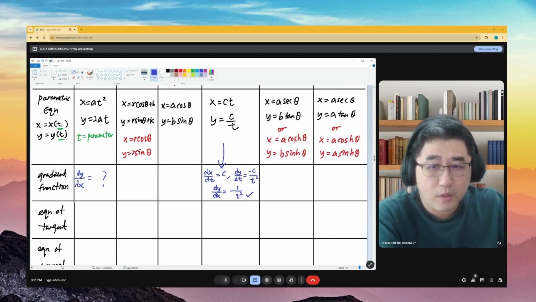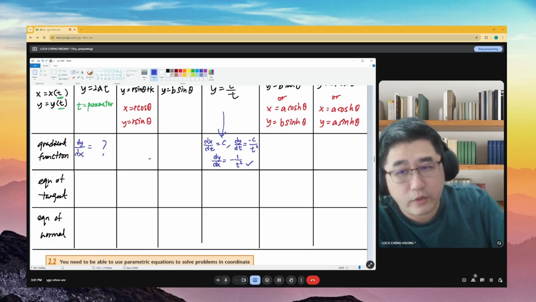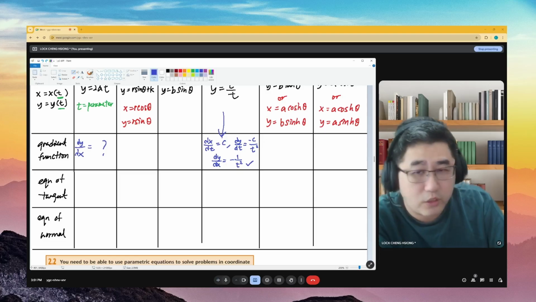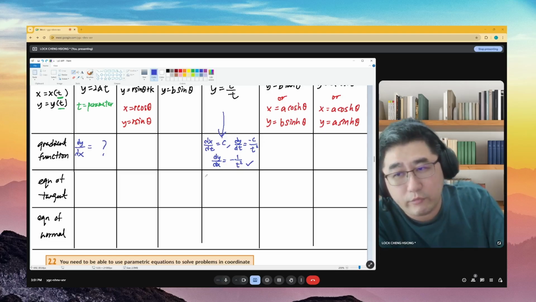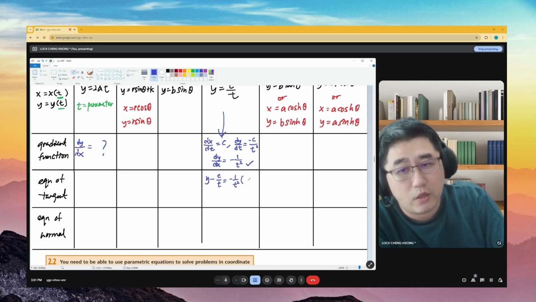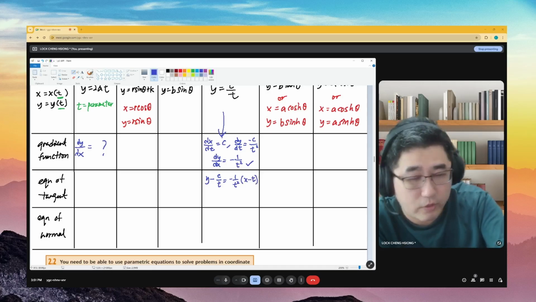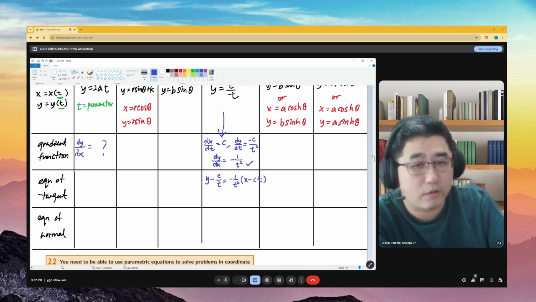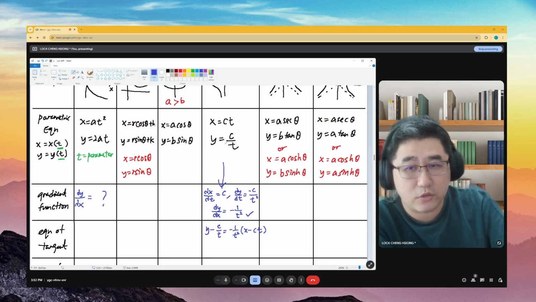That's all. Then after that, if I want to get the equation of the tangent using the parametric form, using the same example, I will have y minus c over t equals negative 1 over t squared times (x minus ct). My mistake. We've got ct here: ct is a general point for x, c over t is a general point for y.